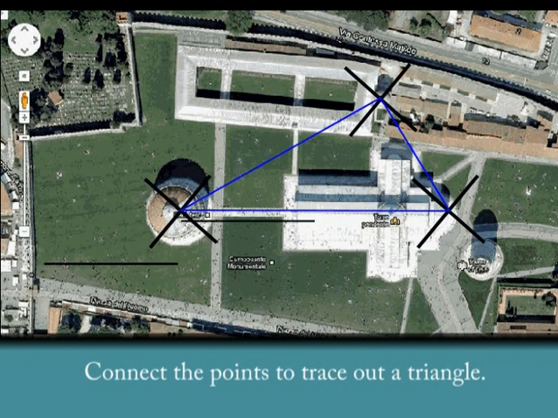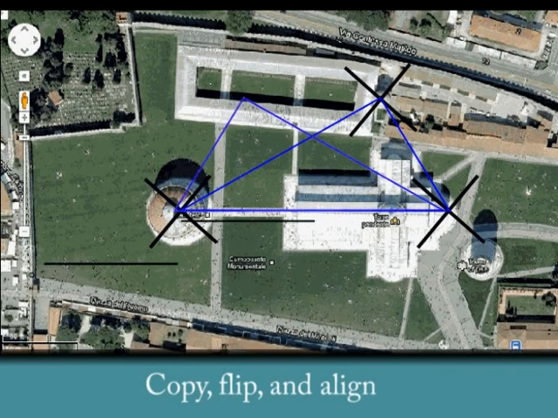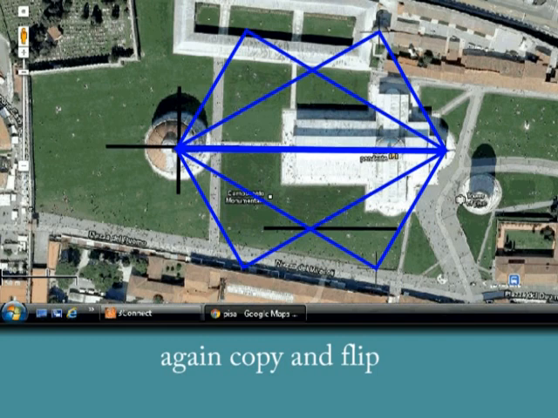Connect the points to trace out a triangle. Using the measure, it can be seen that the base is 2 units long, with one of the other sides 1 unit long. Copy, flip, and align. Again, copy and flip.